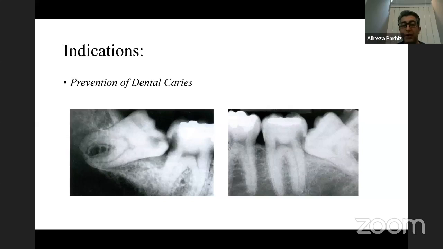That's why we prefer to remove the impacted third molar before such caries develop, because if this caries spreads more in the crown of the third and second molar, the patient will lose both of these, the second and third one.